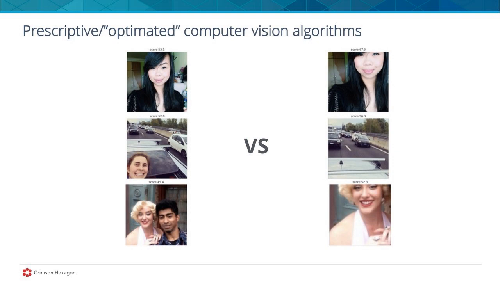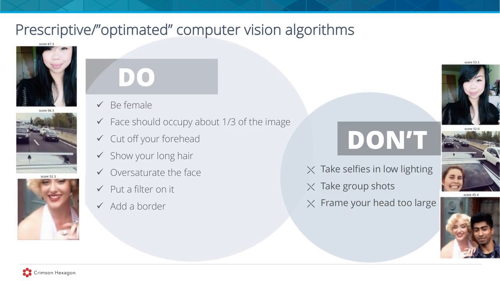So essentially what Andrej wanted to do was create an algorithm that would determine if a photo was going to be popular on social media. If he shared it, would it get a lot of likes? And so what he did is he took a bunch of selfies that had a low number of likes, that weren't very popular, and then he took a bunch of selfies that had a high number of likes as part of the training data.